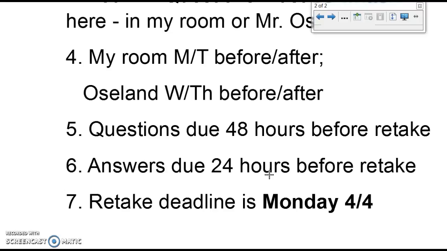That way I can give you feedback on whether your questions are good questions, whether they get at the point, whether they actually give you appropriate practice. And then the answers will be due 24 hours before, which means they really need to be in by Sunday. Better yet, you turn in both the questions and the answers earlier in the week before so that we have time to actually review them with you and go over any areas that you're still confused about. We really want you to make good use of this learning opportunity.